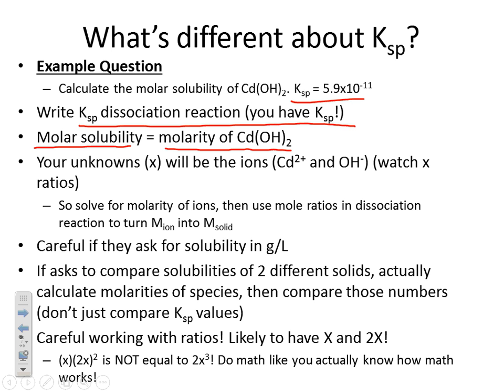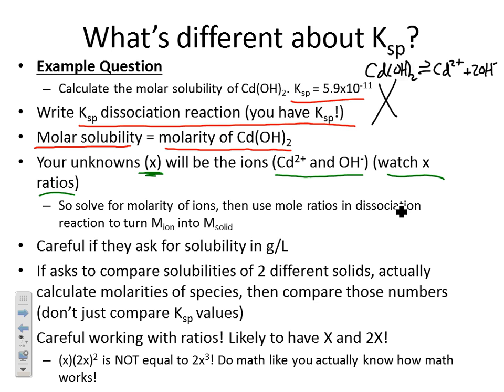Now, your unknowns, when you solve this, because you're going to use the exact same process: you're going to write a reaction, fill in an ICE chart, and plug into the expression. Your unknown, X in this case, would be related to the ions, cadmium and hydroxide. Watch your ratios, because cadmium and hydroxide are in a 1:2 ratio. So just to show you an example, we'd have cadmium hydroxide goes to Cd2+ plus 2OH-.